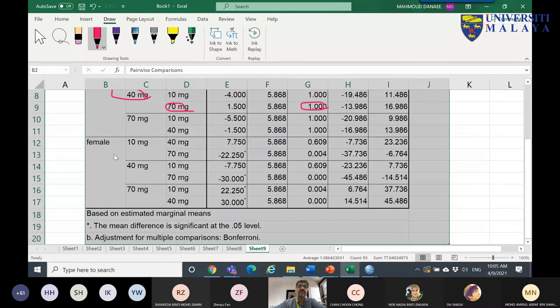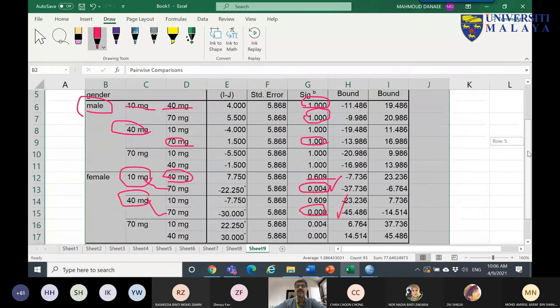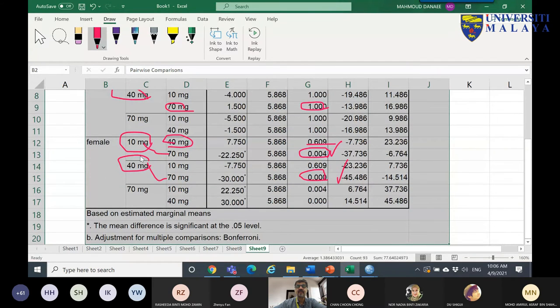Why? Among female, is there any difference between 40 and 10? No. 10 with 70? Yes. 40 with 70? Yes. So, as you can see here, the differences among dosages are different in female and male. So this is the comparison among different dosages for each gender.